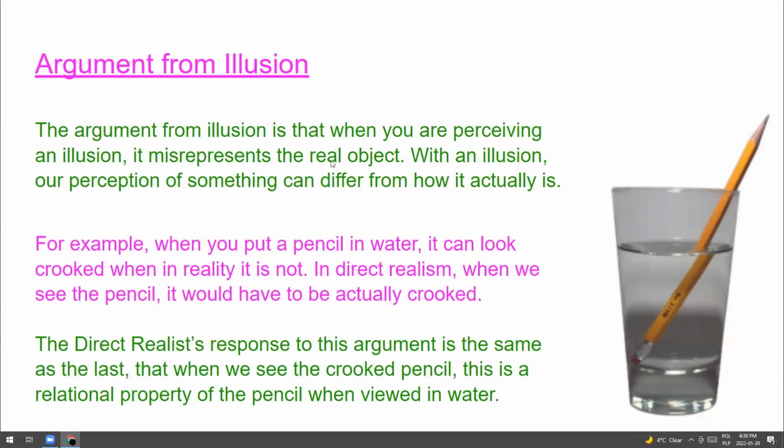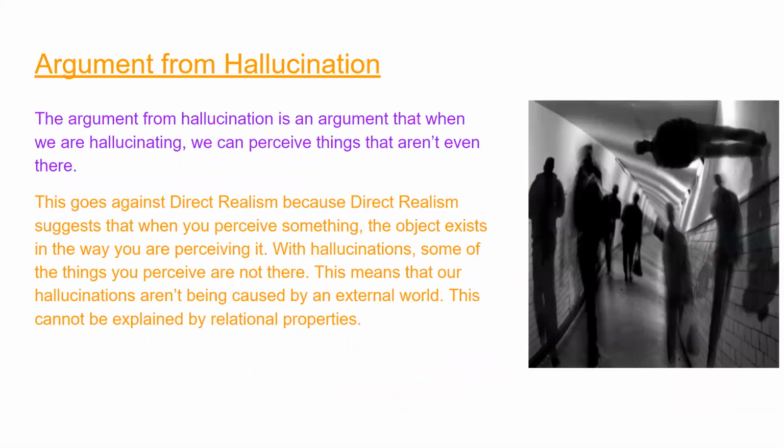Thank you. So next is the argument from hallucination. The argument from hallucination is an argument that when we are hallucinating, we perceive things that aren't even there. For example, you can see a person and they may appear real, but they may not exist at all. This goes against direct realism because direct realism suggests that when you are perceiving something, the object exists in the way that you are perceiving it. With hallucinations, some of the things you perceive are not there. This means that our hallucinations aren't being caused by an external world. Unlike perceptual variation and the argument from illusion, this cannot be explained by relational properties because for something to have a relational property, it has to be an object.